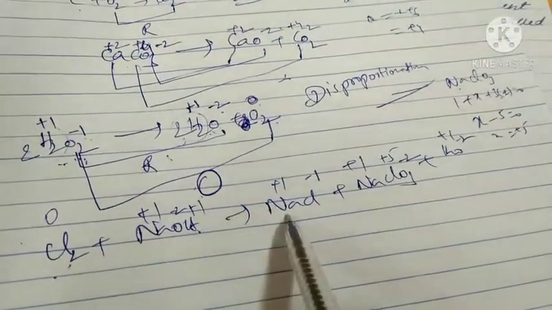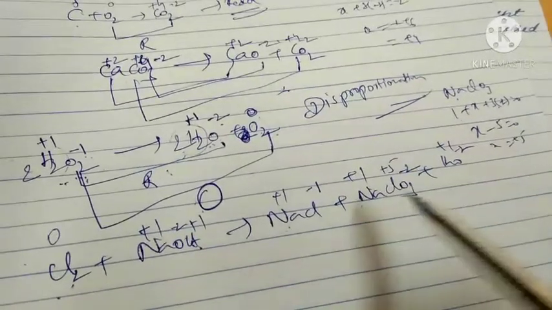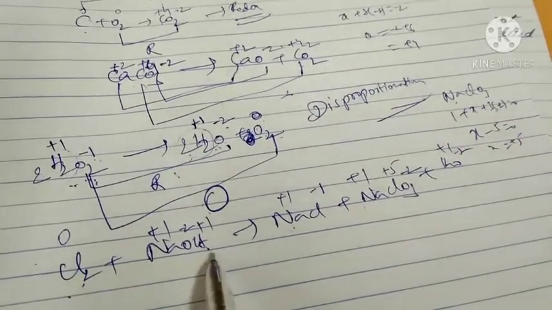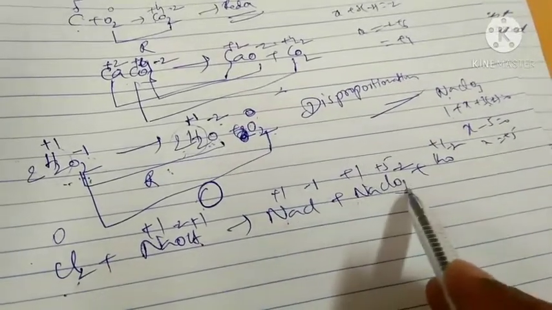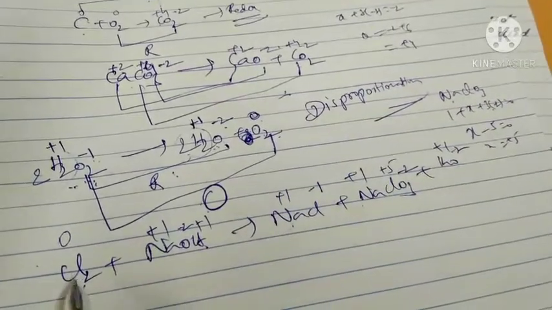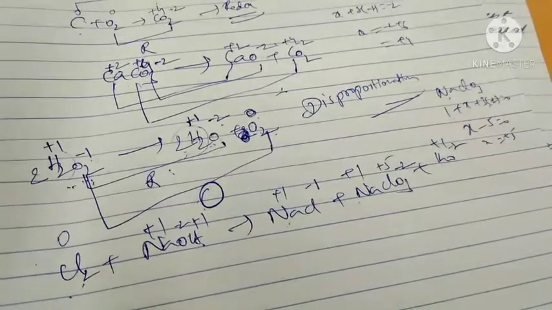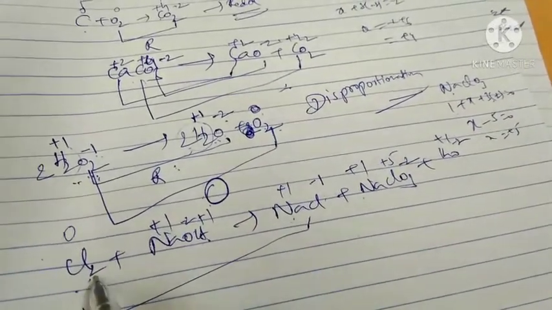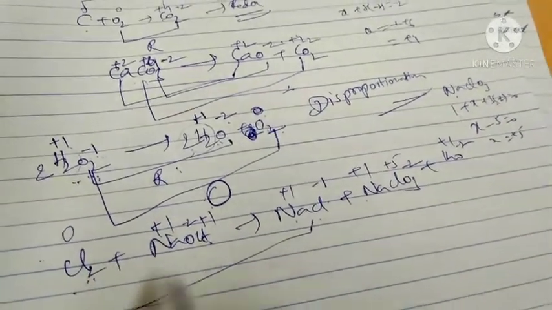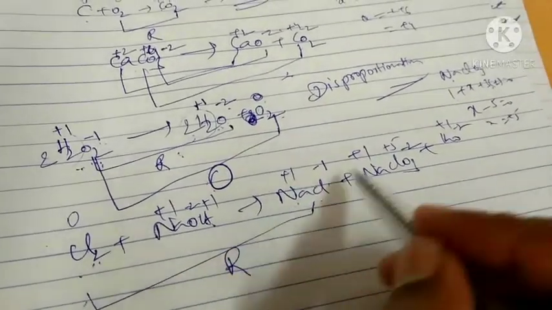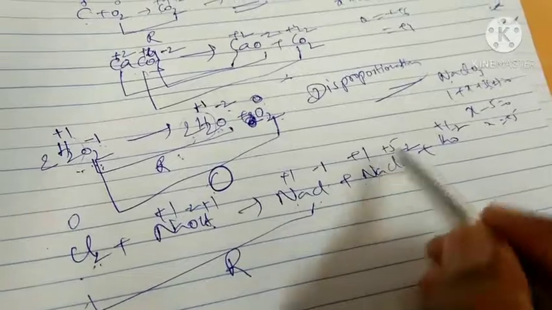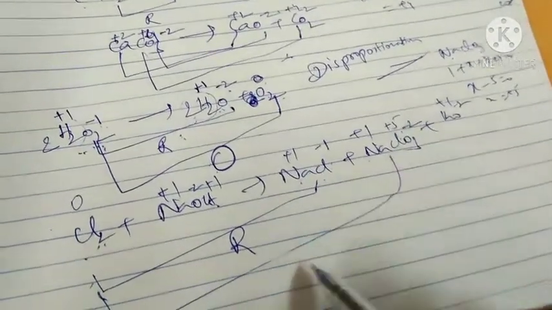From sodium to sodium, there is no change in oxidation state. From hydrogen to hydrogen, no change. From oxygen to oxygen, no change. But from this chlorine to this chlorine, here 0 and there -1. That means the oxidation state decreased, so that is reduction. But if you see this chlorine, 0 to +5, the oxidation state increased.